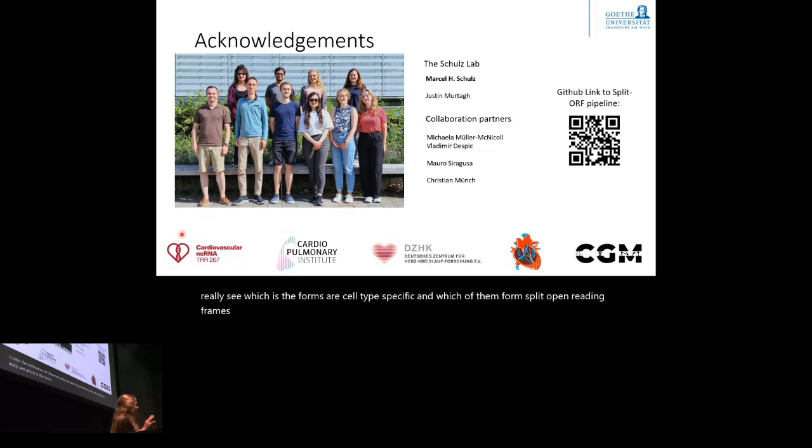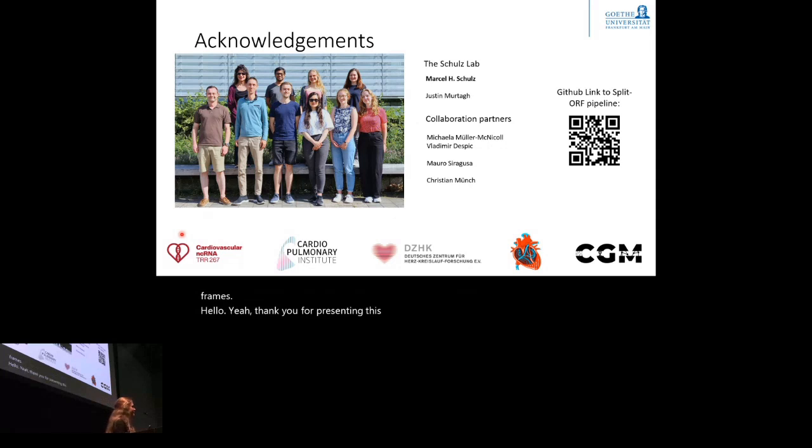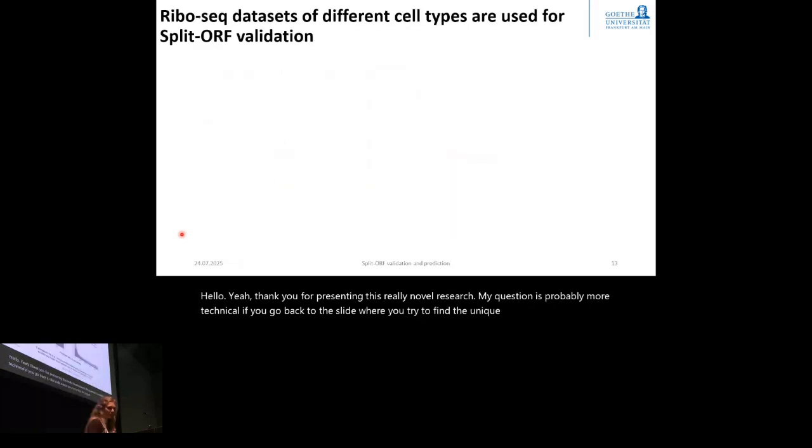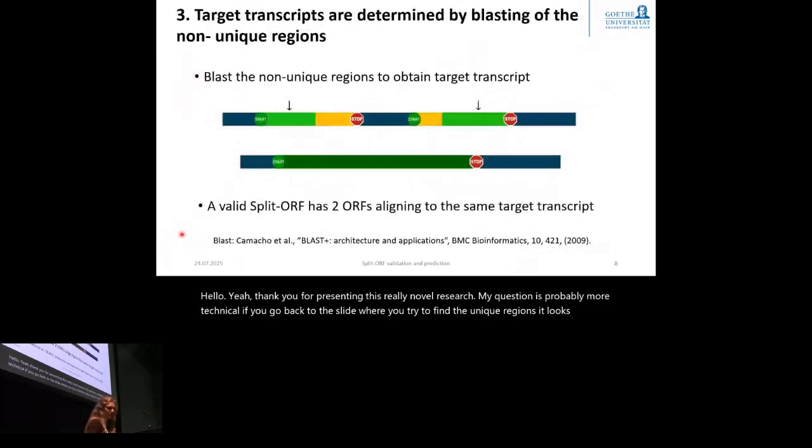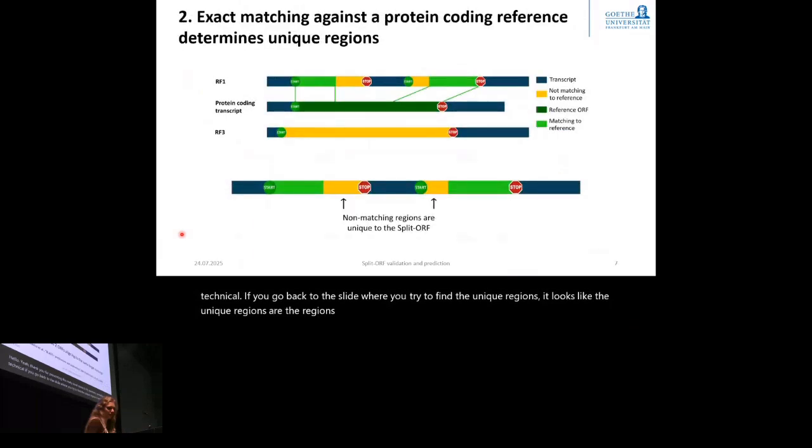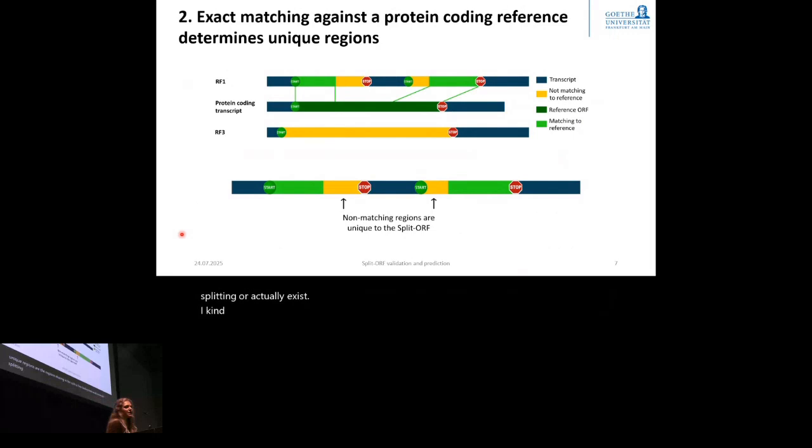Hello, thank you for presenting this really novel research. My question is probably more technical. If you go back to the slide where you try to find the unique regions, it looks like the unique regions are the regions missing in these split ORFs. How would finding them prove that split ORFs actually exist? I didn't quite catch the logic there.